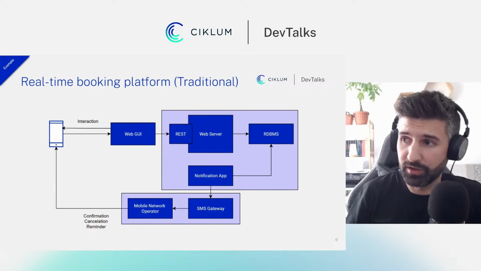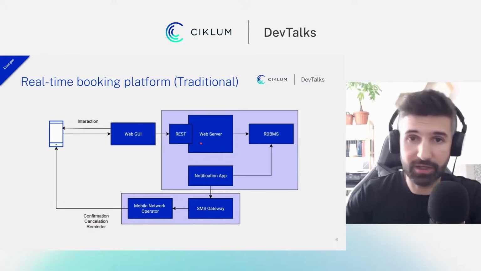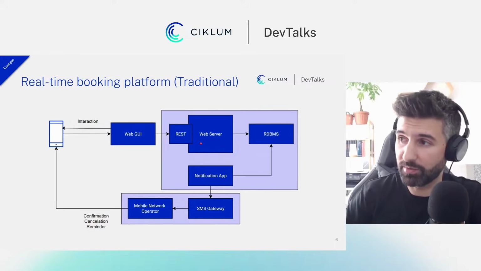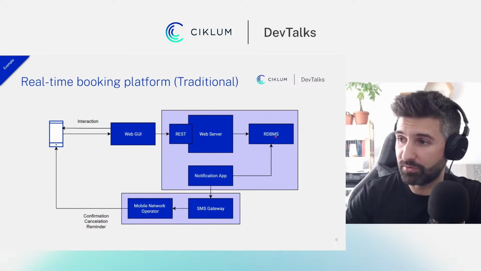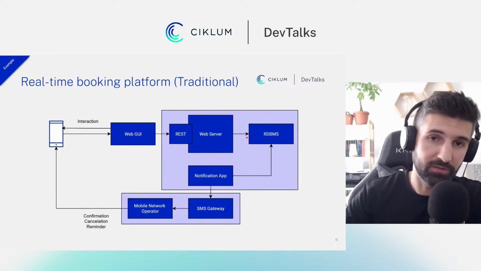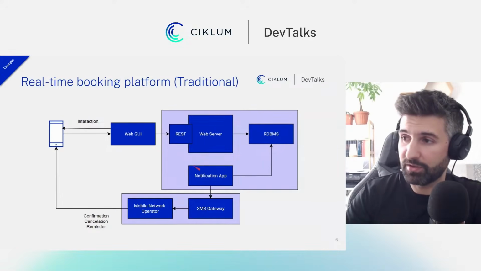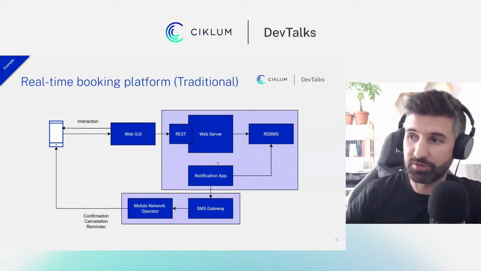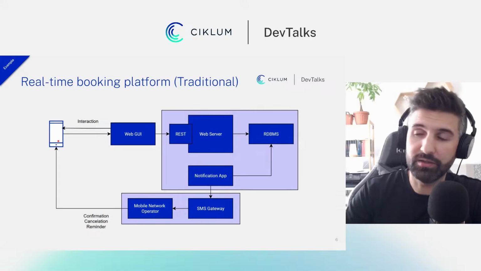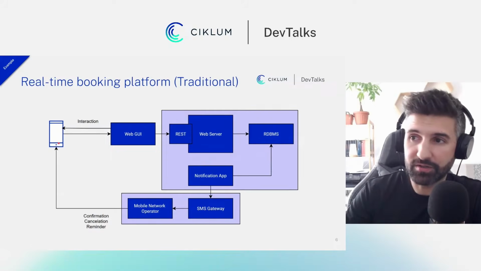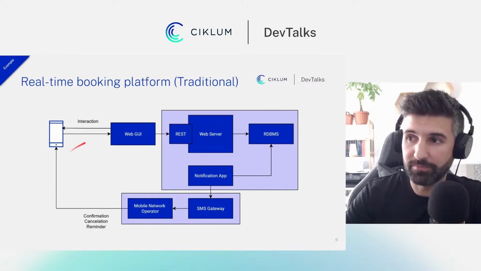So usually how would you do that? You have a web GUI, then this web GUI is calling a REST API. The REST API is hosted on a web server, which has a relational database linked to that server. They might be hosted or not on the same infrastructure, but further they are linked to a notification application which circles back and sends notifications and informs the user, or confirms to the user, if their action is validated or not.